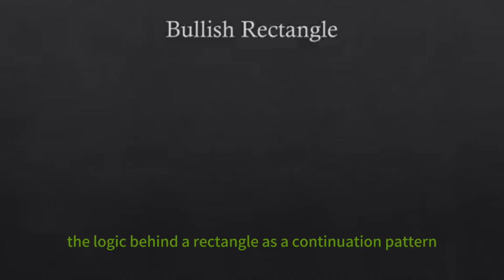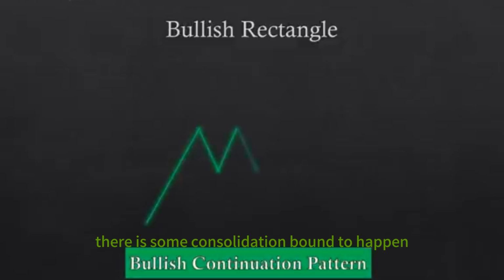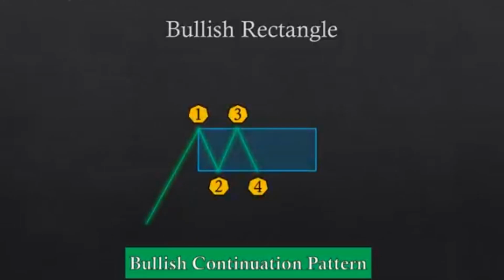The logic behind the rectangle as a continuation pattern is that price has been trading for a while. Now there is some consolidation bound to happen since the market cannot keep rising or falling forever. If you are a beginner, you eventually notice that price is always oscillating between these 2 modes, either trending or going sideways. I'm obviously oversimplifying this, but for the purposes of this video, this is a valid perspective.